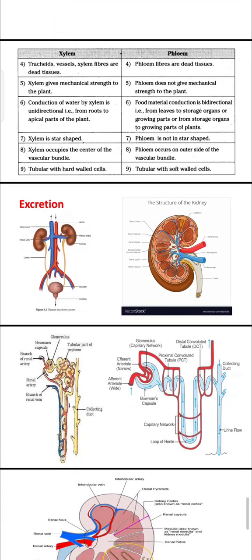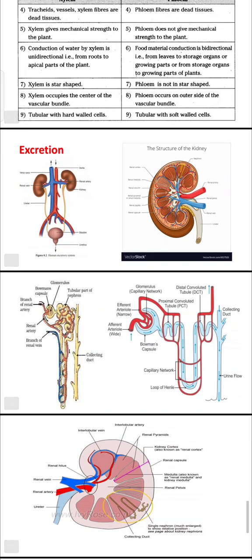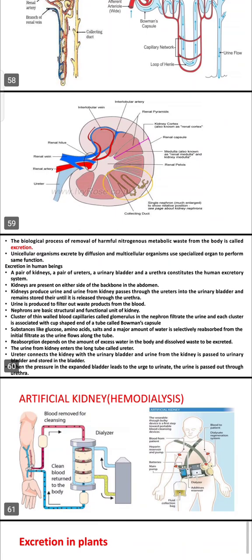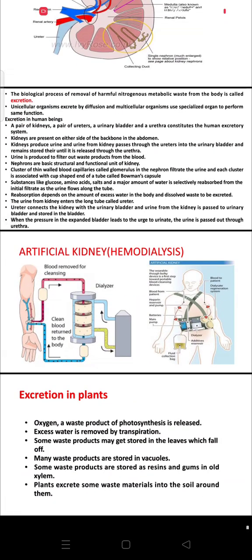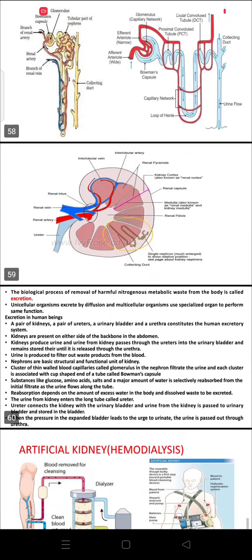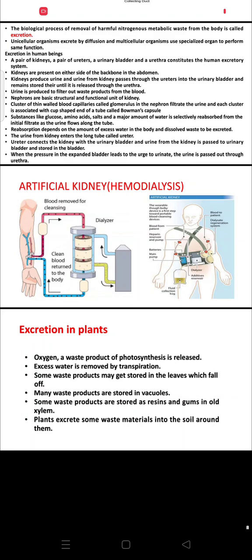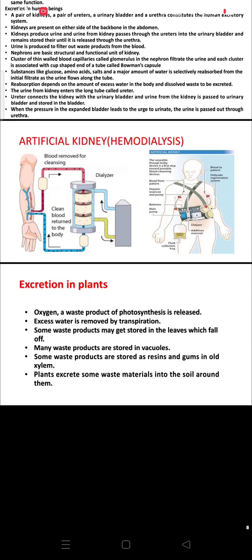Next one is the excretory system. What is excretion? It's also very important, and this topic is very important. Okay, so you have to revise this diagram. You have to label the diagram properly, and then you will get the answer properly. Then what is excretion? It's explained here. What is Bowman's capsule? What is urethra? What is nephron? That you have to learn. Okay, next one is artificial kidney. So what is artificial kidney? Then what is excretion in plants?